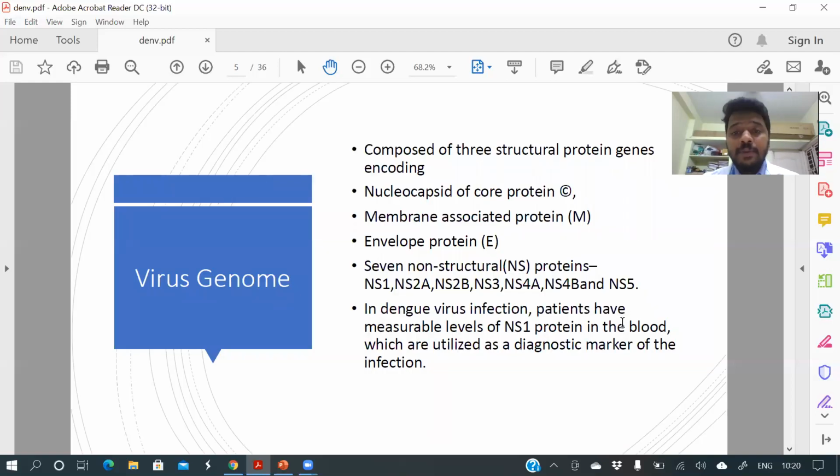Before going further, we will have some basic concepts about the virus genome. It is composed of genes encoding 3 structural proteins: the nucleocapsid or core protein, the membrane associated protein, and the envelope protein. There are 7 non-structural proteins: NS1, NS2A, NS2B, NS3, NS4A, NS4B, and NS5. This is important in the aspect of diagnosis, because patients having measurable levels of NS1 protein in the blood, it is utilized as a diagnostic marker for this infection.